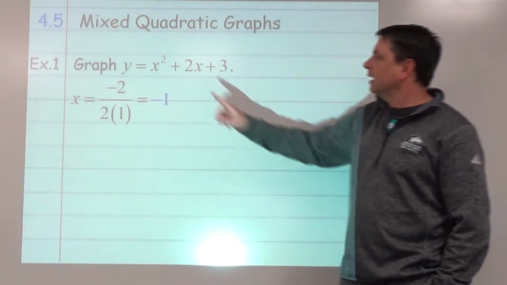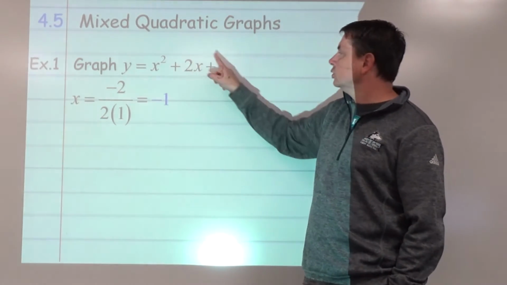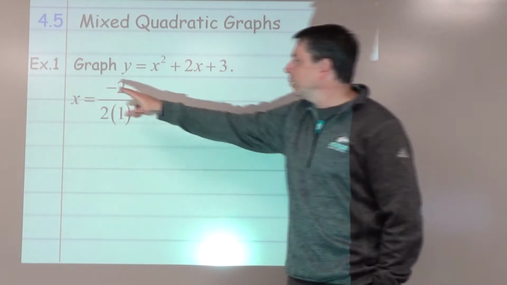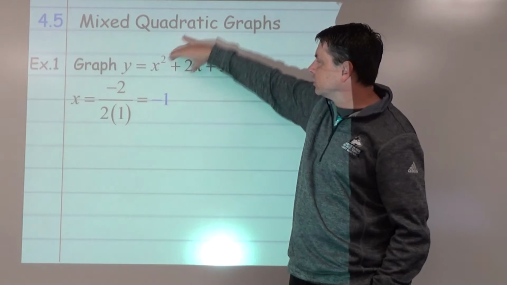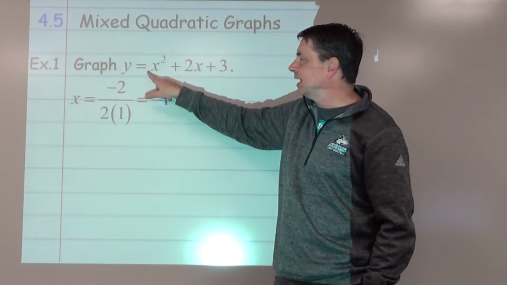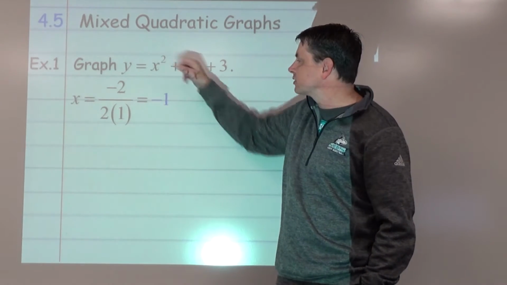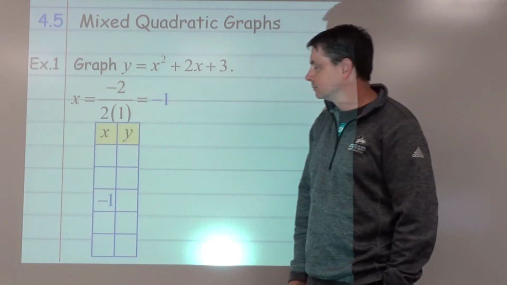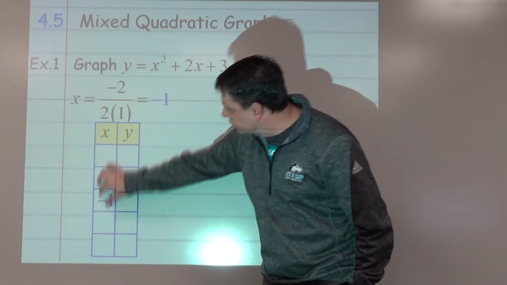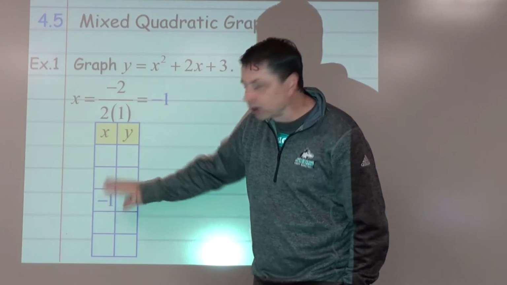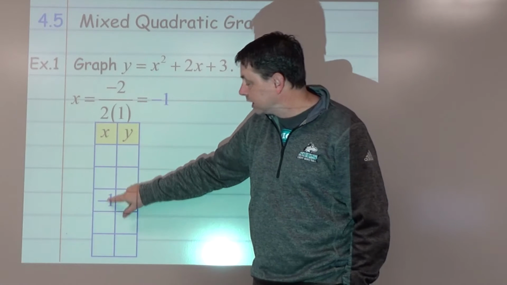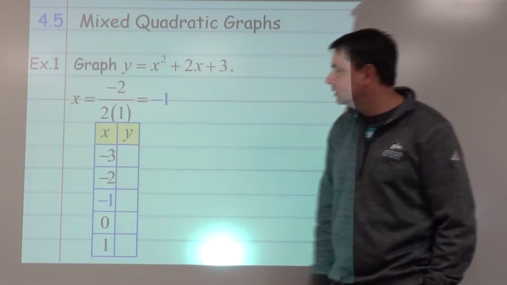So a is 1, b is 2, c is 3. So x is the opposite of b. So negative 2 divided by 2 times the a, which is 1x squared. And we get negative 1, that's our middle x. So then we can fill out the rest of the x's, smaller or left of negative 1 on the number line, negative 2, negative 3, bigger, 0, and 1.